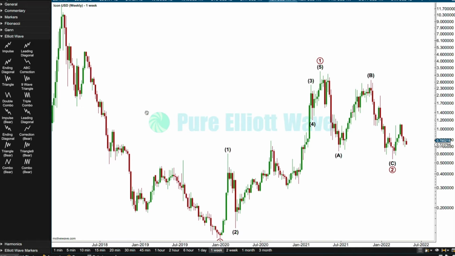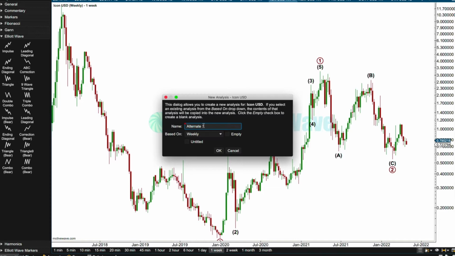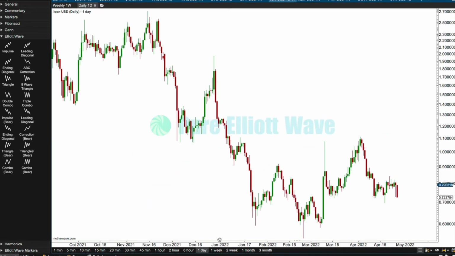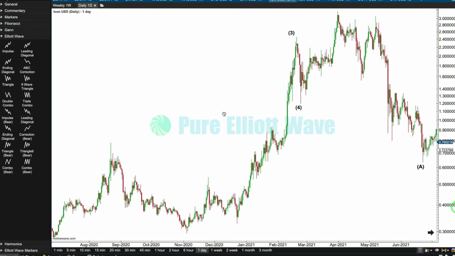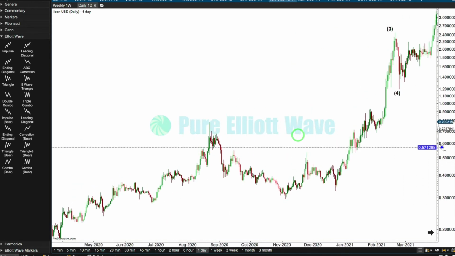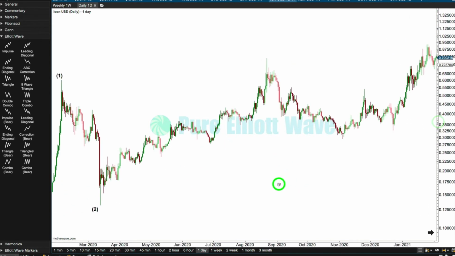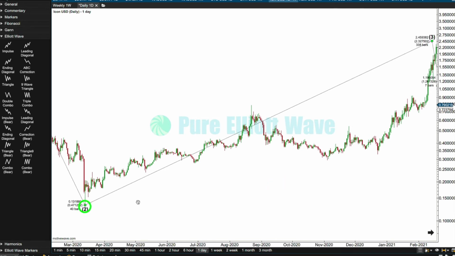So I'm going to save this work, create a new chart, call it daily, and hope my work gets copied over. Did it get copied over? Yes, it did. Okay, let's go back at intermediate 3 and see, here it starts from here, ends there.